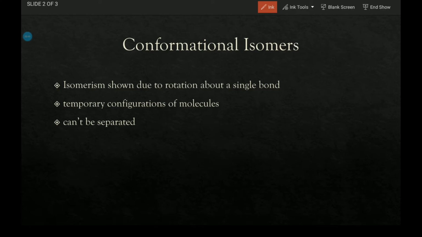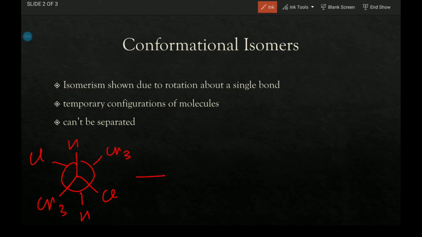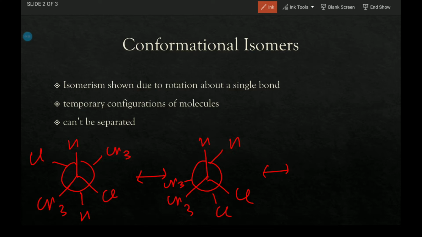Let us look at an example. Suppose I draw the Newman projection of one molecule. This is one way of drawing the molecule. But if I change the configuration, suppose if I rotate the back part of the molecule, it can be shown as this. Now this can also be shown in another configuration in such a manner. You see, these configurations change all the time. So these cannot be separated at any time.